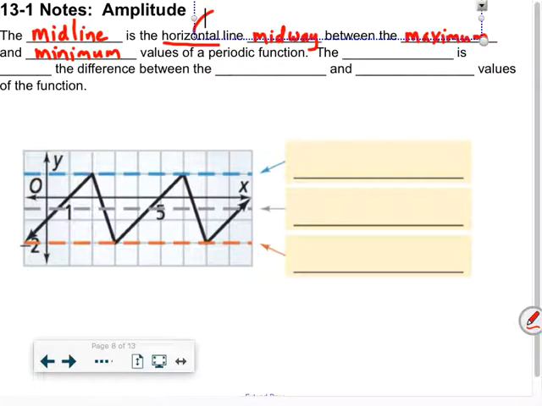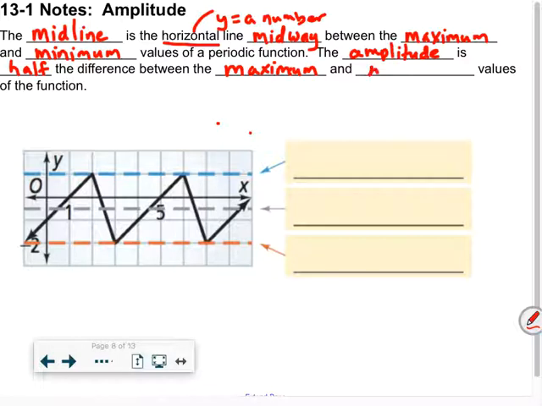It's a horizontal line, and let's write ourselves a note. Horizontal lines look like y equals a number, like y equals 2, y equals 3. So the midline is the horizontal line midway between the maximum and minimum values of a periodic function. The amplitude, and remember I told you we're going to talk about this concept, so now we're ready. The amplitude is half the difference between the maximum and minimum values of the function.